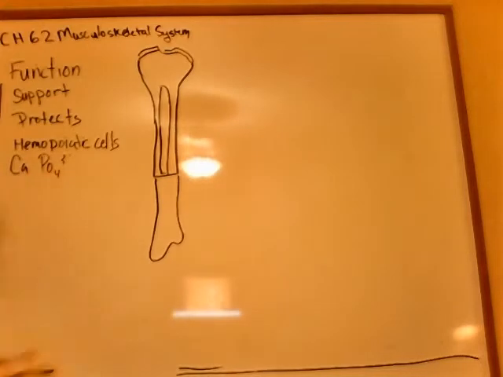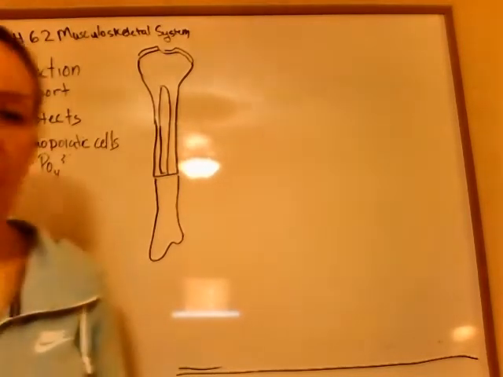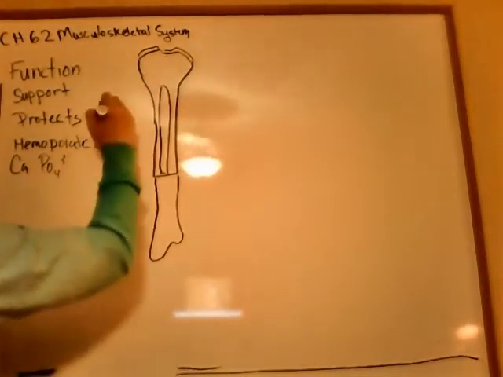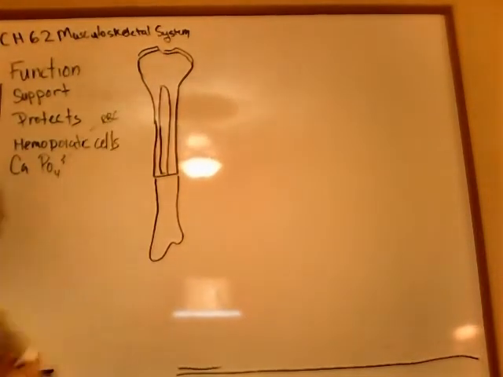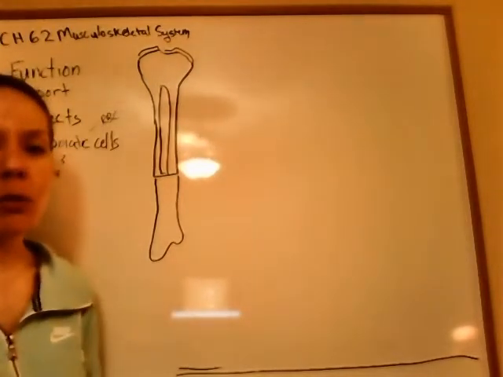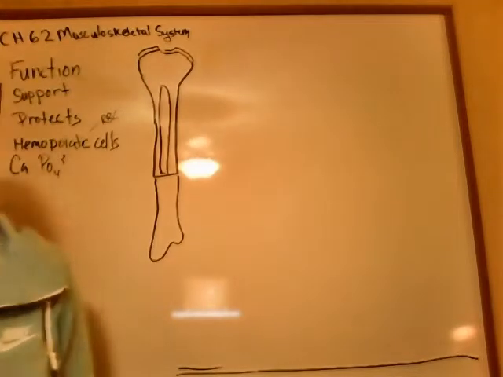All right, so again, it serves to support and protect the vital organs. It makes red blood cells, and basically we're just talking about making red blood cells. But calcium and phosphorus, so it serves as mineral storage, and then of course the point of attachment for muscles. And as we know, muscles are attached to bones by tendons, and we'll hit on that in a second.